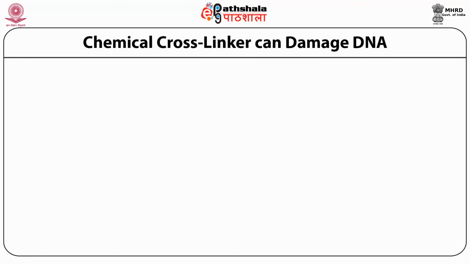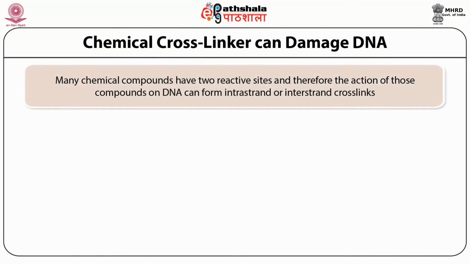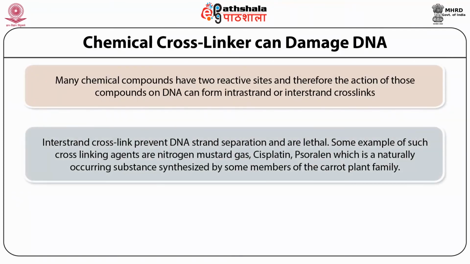We will be discussing here how cross-linking agents damage DNA. Many chemical compounds which have alkylating ability have two reactive sites, and therefore the action of those compounds on DNA can form intra-strand crosslinks, that is within the same strand, or inter-strand crosslinks, connecting the opposite strand. Inter-strand crosslinks prevent DNA strand separation and if not corrected are lethal.